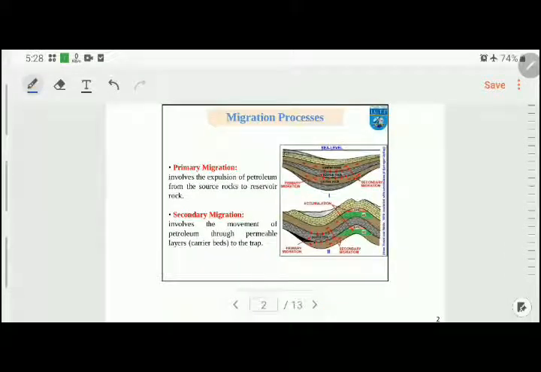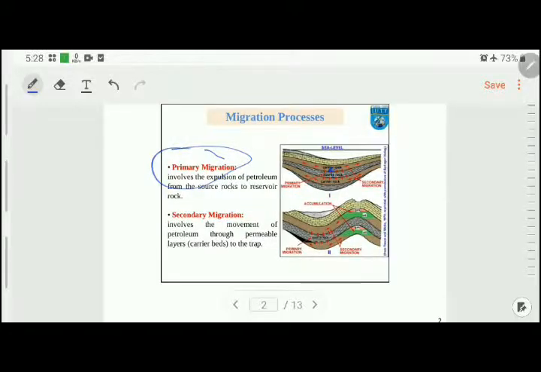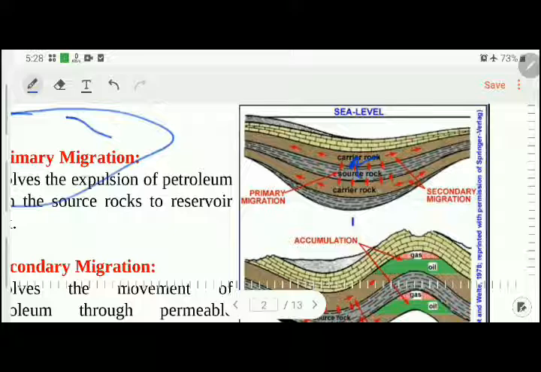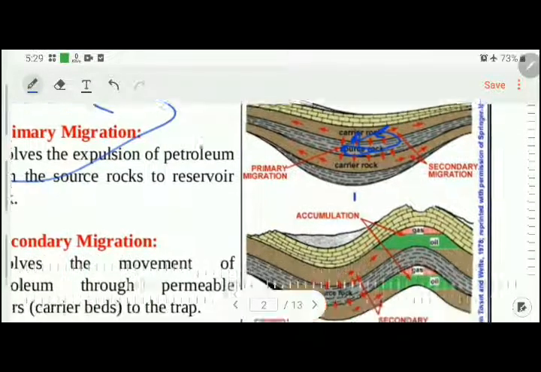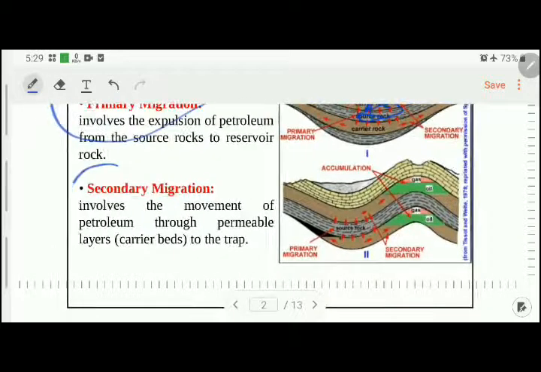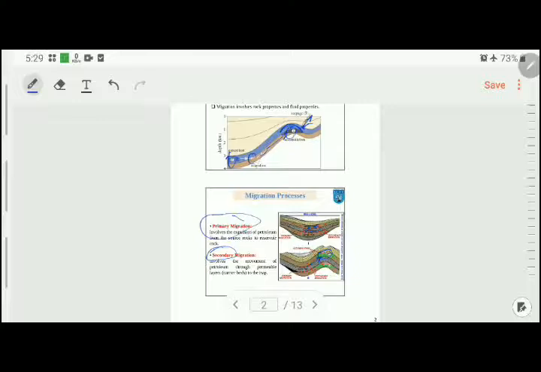So there are two types of migration of petroleum. One is the primary migration, which we talked about. It is from the source rocks to the carrier rocks, just like this. The process starts from here, and it migrates to the carrier rocks. And the secondary migration involves the movement of that petroleum through the carrier rocks to a permeable formation, to that reservoir, or what is called the trap itself.